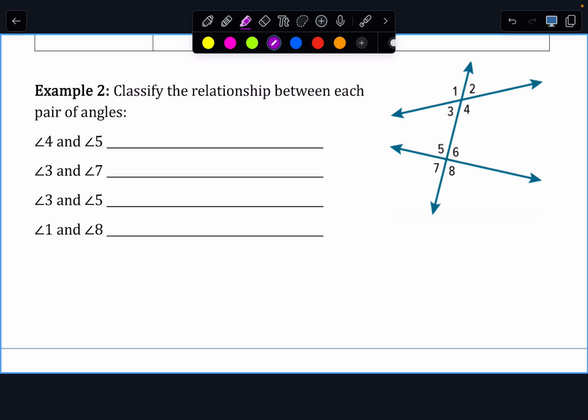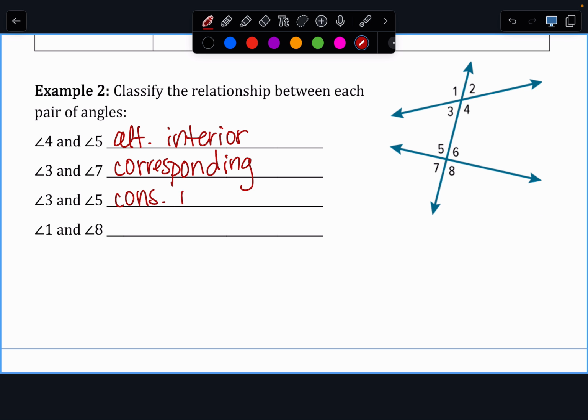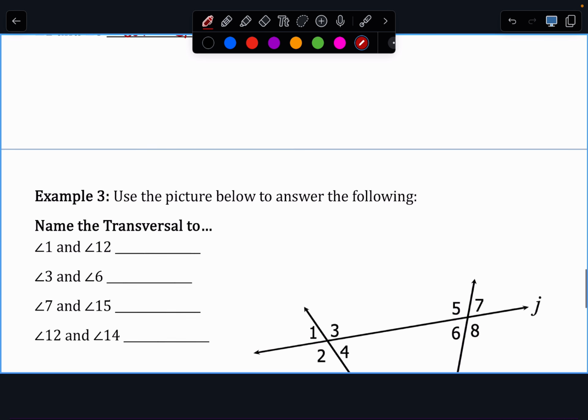All right. Kelly, what kind of angles are 4 and 5? Alternate interior. Okay. Are you okay if I abbreviate today? Yes. Thank you. All right. Jack, 3 and 7. Excellent. Logan, 3 and 5. 3 and 5 consecutive interior. Okay, and Luca, 1 and 8. Excellent. Anybody disagree? Okay, good.